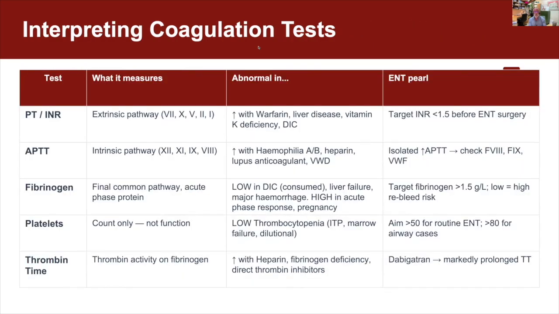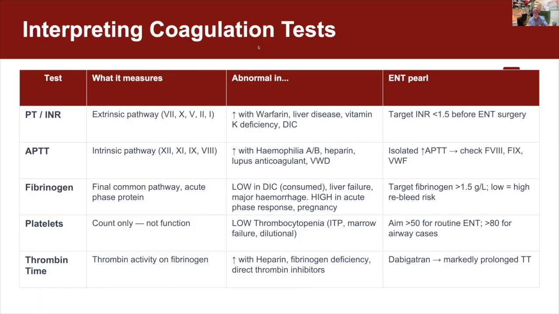Interpreting the tests. Prothrombin, or the international normalized ratio, that's derived from the prothrombin time. That measures the extrinsic pathway, and you can see it's abnormal with warfarin, liver disease, etc. The APTT, we're looking at the intrinsic system, which is the one I had on the left, which measures factors 12, 11, 9, and 8. Goes up with haemophilia A, haemophilia B, and heparin. Again, for ENT, if you've got an isolated long APTT, check factor 8, factor 9, and von Willebrand factor.